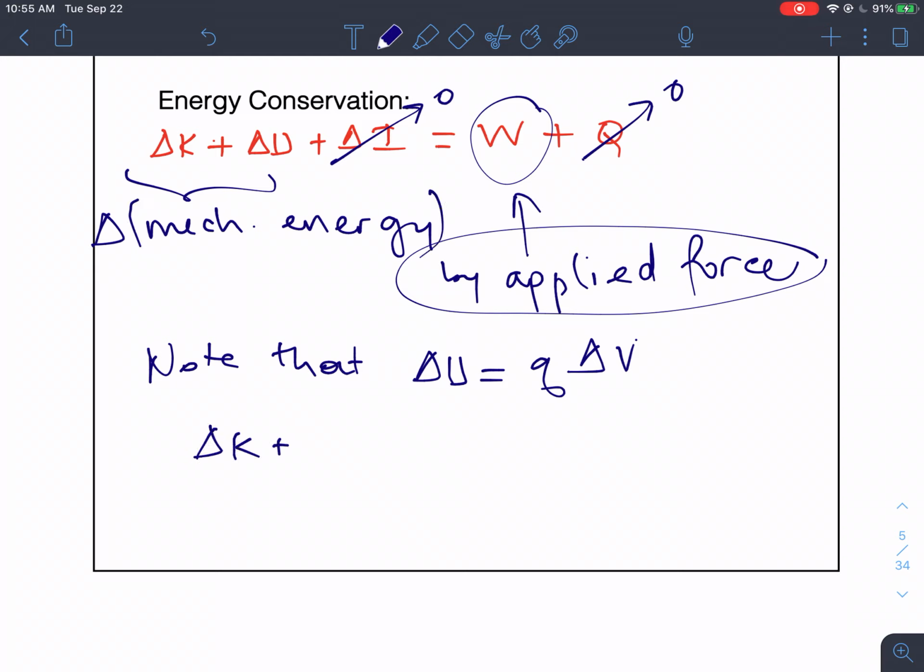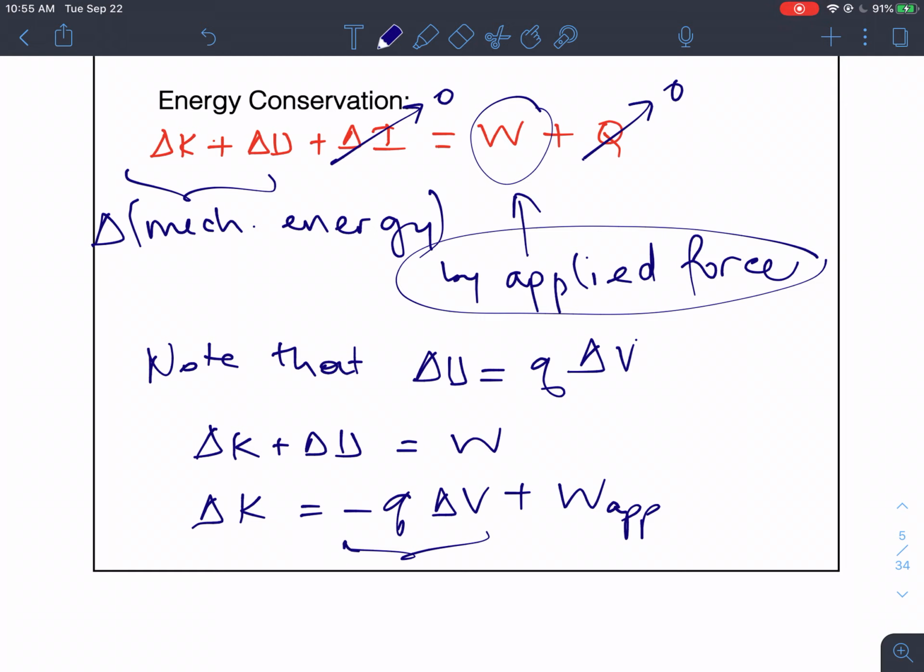So delta K plus delta U equals work done, and for delta K, if you put delta U on the other side and write it in terms of Q and delta V, it becomes negative Q delta V plus work. And again, this work is by the applied force. The work done by the electric force is kind of hidden in the form of the electrostatic potential. Okay, so it's in here, not in the work done by the applied force.